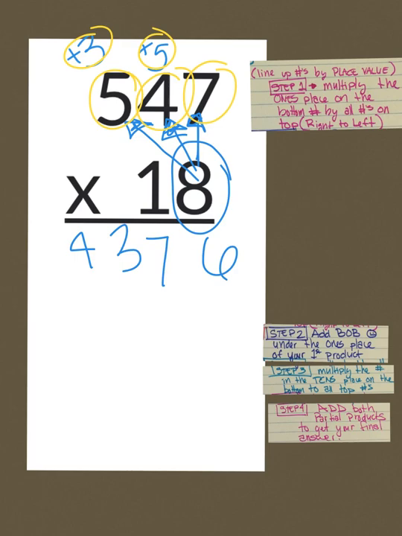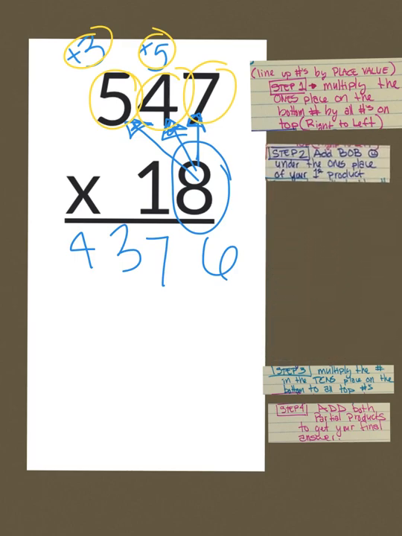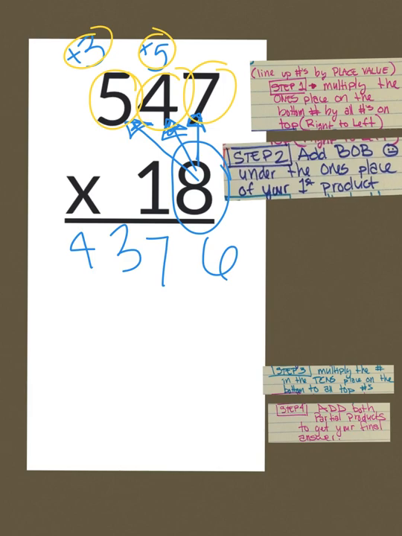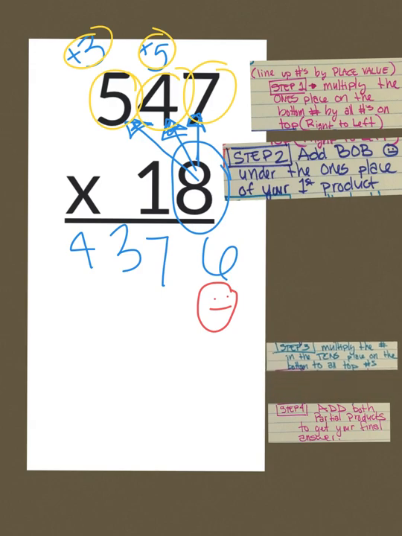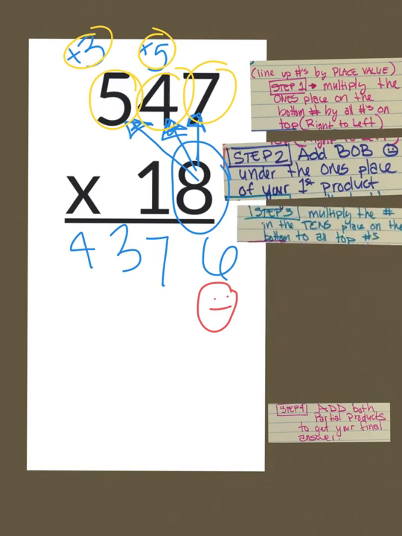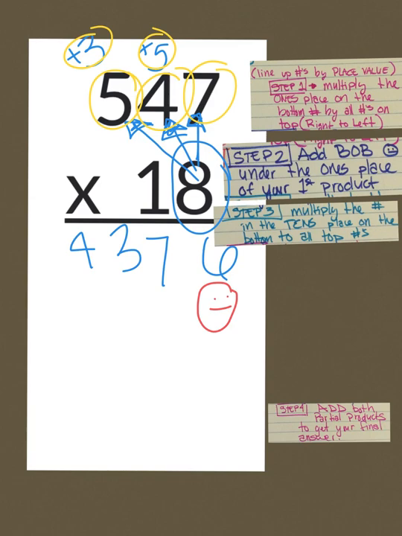And step 2 says, here we go, add Bob under the ones place of your product. Yeah, so Bob's a cool dude. His name is Bob. Here he is. Say hi, Bob. And he has a job to do. His job is to hold this place value. Since we've already multiplied by the ones, we don't have to multiply by the ones again. So we're holding that place value with Bob there, and that goes right into step 3, which explains why Bob is there. Because now we're multiplying the number in the tens place, which in this case, let me erase some of this mumbo jumbo so you can see a little bit better.